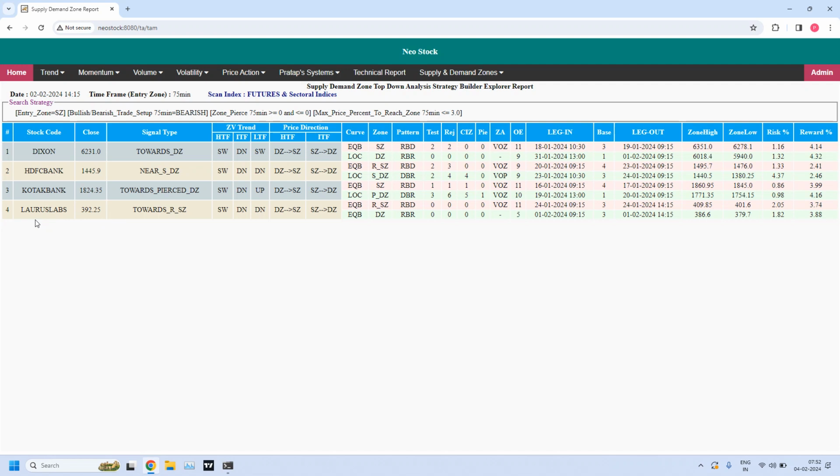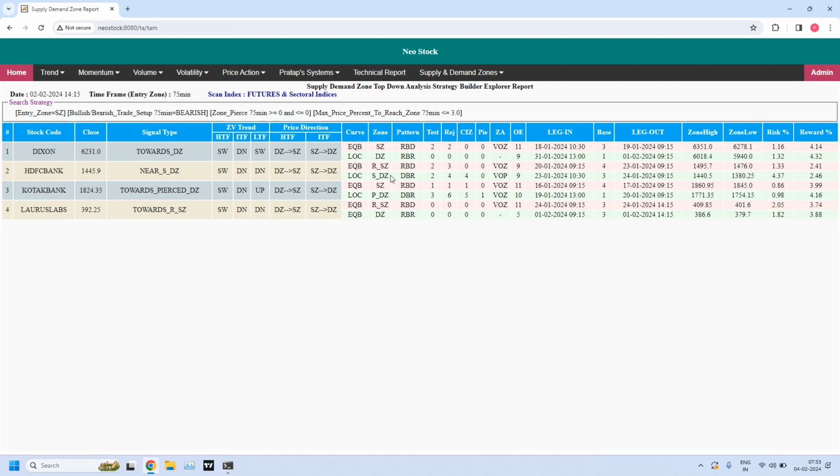HDFC Bank and Laurus Labs, both are there. But RR is not good, though you will get RR if you fine tune the supply zone. That way you will get RR. I already explained in our training lessons how to fine tune the zone to get the best RR. So apply the technique. This is a fresh zone.